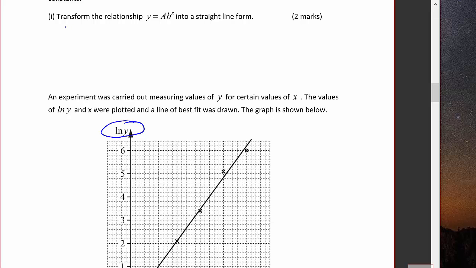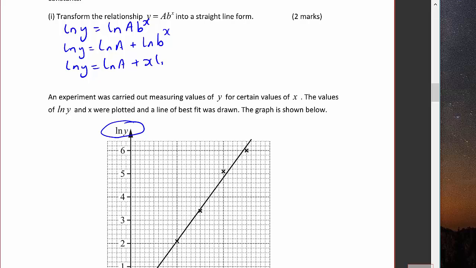e. So ln y is going to be ln(ab^x). So ln y is going to be ln a plus ln b^x, giving me ln y is ln a plus x ln b. So that tells me that I should plot ln y against x.